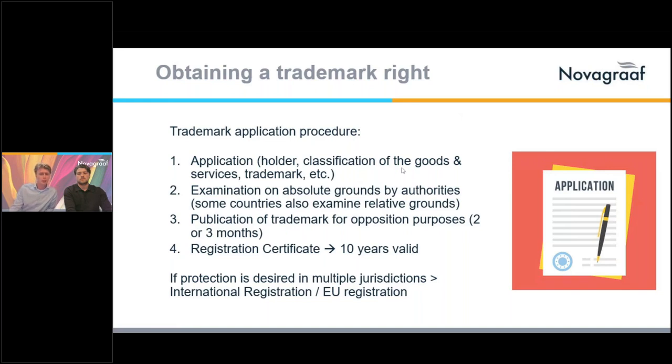Then the authorities will examine the trademark application on absolute grounds, so mainly whether or not the trademark is distinctive enough. In some countries, they also examine on older trademark rights on the relative grounds, and they can refuse your trademark on the basis that an older trademark exists. Fortunately, that's not the case in the UK or in the Benelux or in the European Union. So there, third parties may object to your trademark application in the opposition period after the publication of it, and they can object to your trademark application if they have older trademark rights.